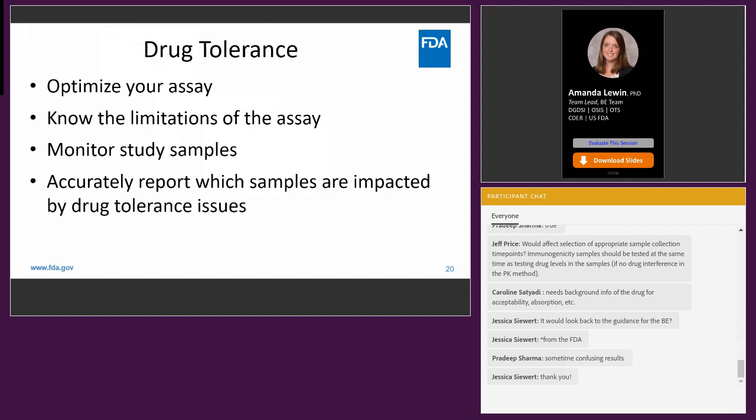Ultimately, it's best to do what's in your power to ensure that the data you are reporting is being presented as accurately as possible, considering all the limitations in your assay. So it's similar to how you would report samples that exceeded an established stability.